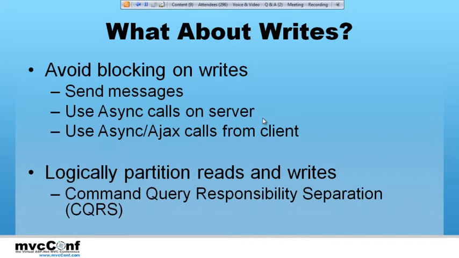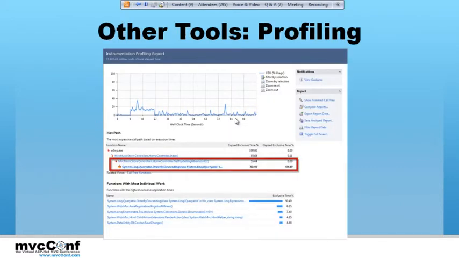The other thing that's useful is to logically partition your reads from your writes. What that means is you might have 2 repositories. One repository that's only used for reads and another one that's only used for writes or commands. And the pattern that describes this is command query responsibility separation, or CQRS. You want to go and learn some more about that if you're interested in improving your application at high levels of scalability. Other tools you can use are profiling.